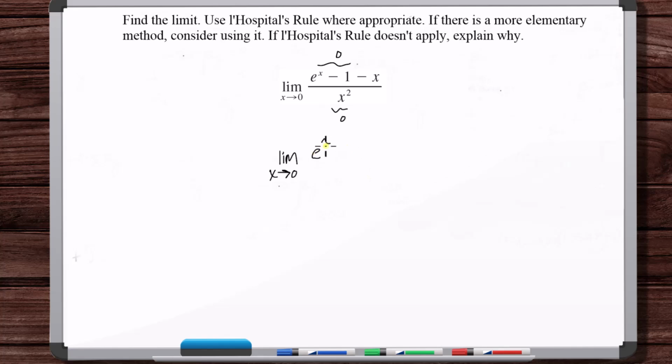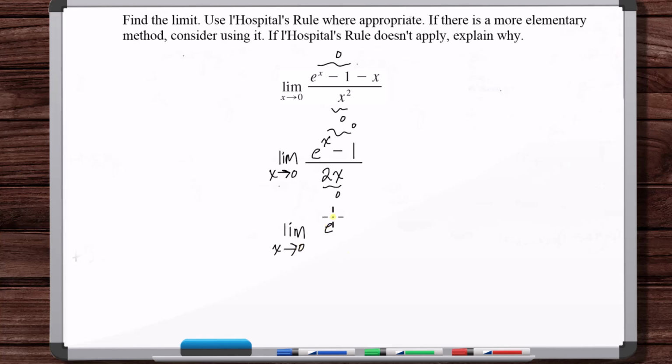Derivative of the numerator over derivative of the denominator. All right, so this is the same limit. We haven't changed the limit yet according to L'Hopital's rule. Okay, direct plug-in. E to the 0 is 1. 1 minus 1 is 0. 2 times 0 is 0. So again, we have another indeterminate form of type 0 over 0. We can use L'Hopital's rule again.